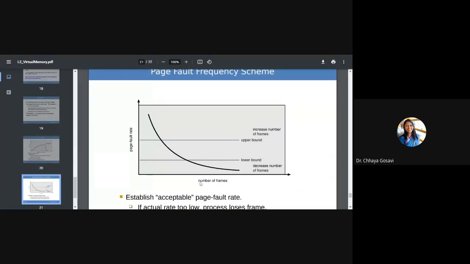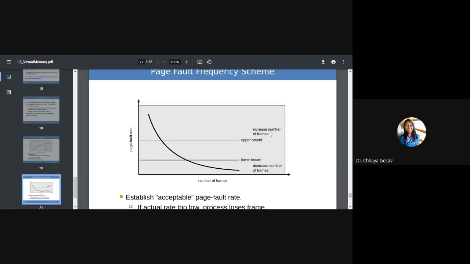As we have seen, when we increase the number of frames, the page fault rate should decrease. Initially with 3 frames, page faults were 9 in case of optimal. When we increase the number of frames to 4, page faults were 8. Or in case of the 1 0 1 2 3 4 string, we have 7 page faults with 3 frames and 6 page faults with 4 frames. So as we increase the number of frames, the page fault rate is decreasing.